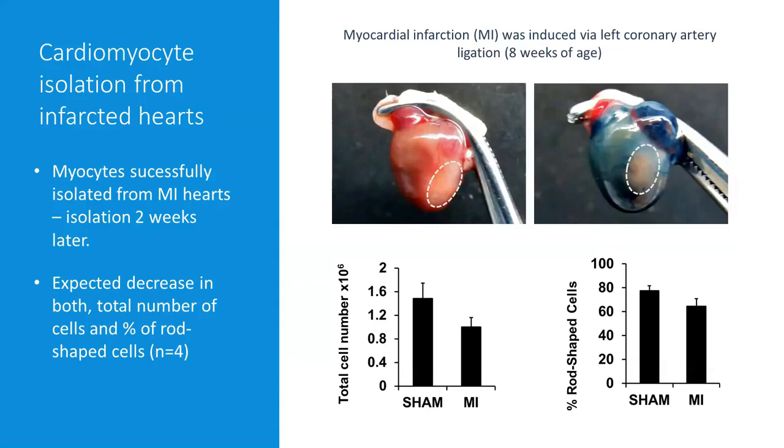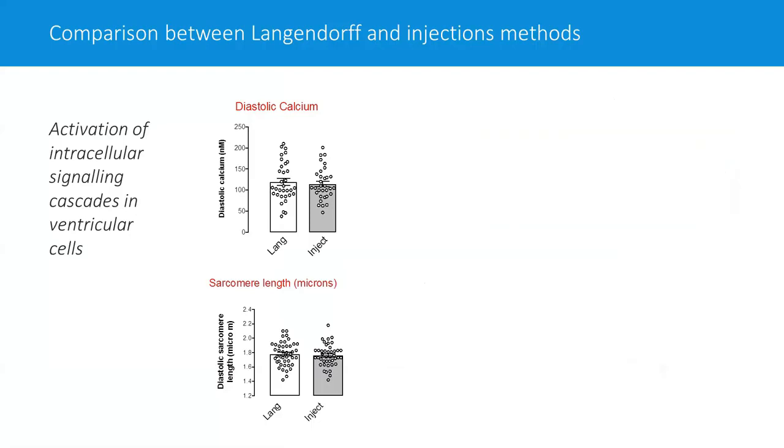We've also tried to compare the quality of the cells, in terms of function and signaling, isolated by the traditional Langendorff technique as well as this new injection method. One of the first things that we looked at is whether there is any difference in activation of intracellular signaling cascades?